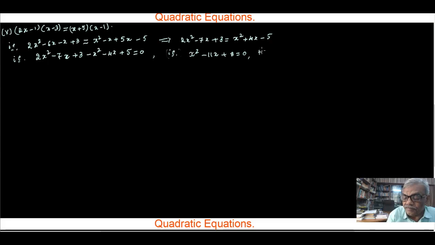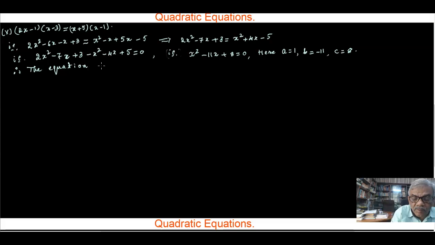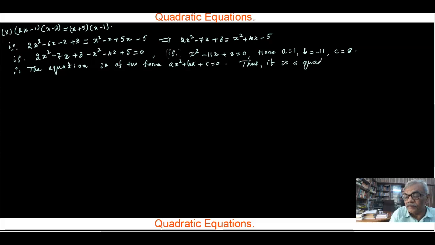Here A is equal to 1, B is equal to minus 11, and C is equal to 8. Therefore, the equation is of the form ax square plus bx plus c equal to 0, and thus it is a quadratic equation.